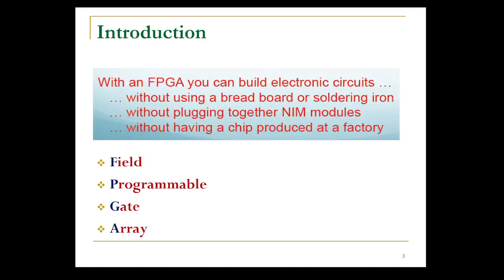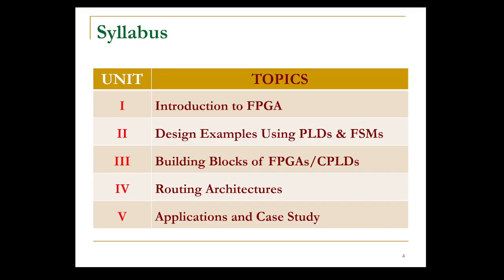Why do we prefer FPGA in electronic circuits? Because we don't want to use any breadboard or any soldering iron. We don't want to plug together any network interface modules. We don't want to have a chip produced at a factory. FPGA: field programmable, so we have transistors to program. Gate, logic gates are present. Array, they are present in large numbers. So this configuration we call an FPGA.